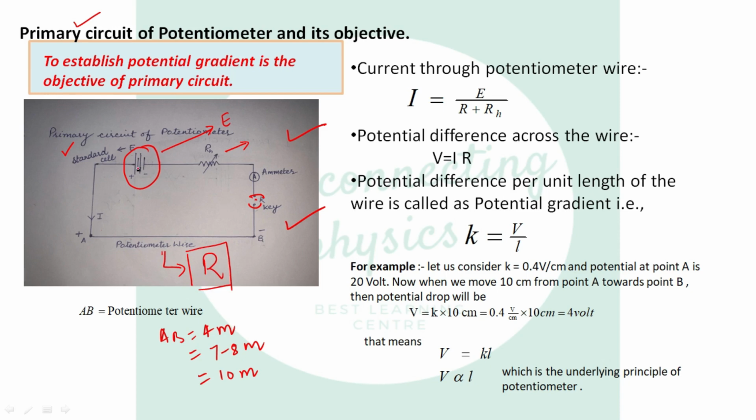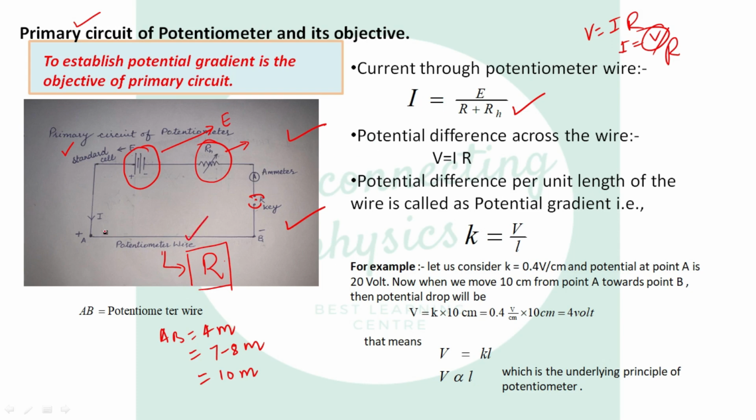So let us calculate the current flowing in the circuit. According to Ohm's law, V equal to IR, so I equal to V over R. Here V is the EMF of this cell, so I equal to E divided by the rheostat resistance and the potentiometer wire resistance. Both are in series, so we can write I equal to E divided by R plus R_H. You are always given the resistivity or resistance of the potentiometer wire. Now we have calculated the current.